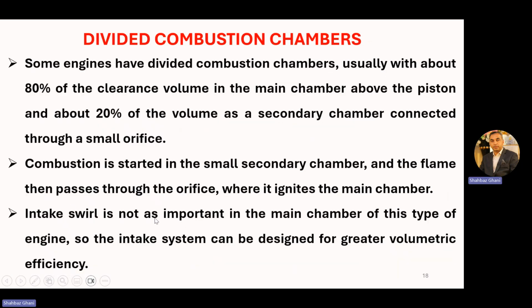Intake swirl is not as important in the main chamber of this type of engine, so the intake system can be designed for greater volumetric efficiency. Intake swirl is not important if we have this divided combustion chamber type of cylinder.